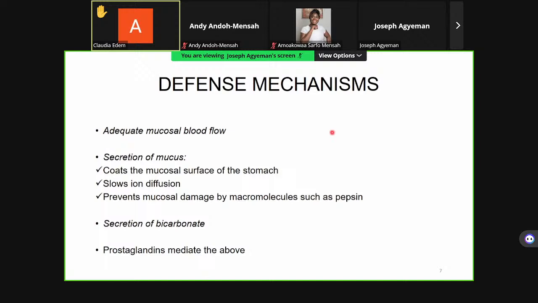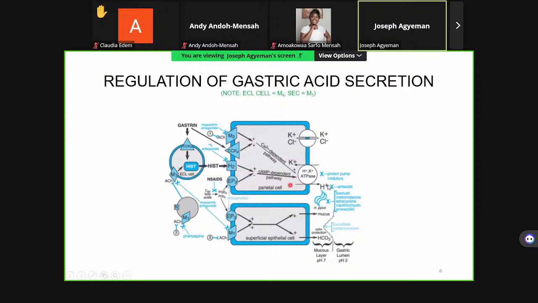Under the secretion of mucus, ion diffusion. So you have the mucus lining the GIT. Remember here, we said the secretion of hydrogen is highly dependent on potassium coming in.